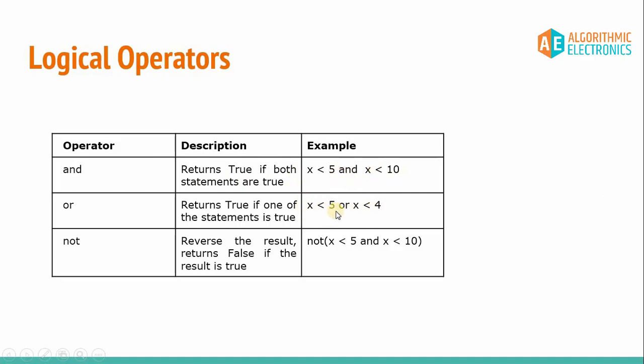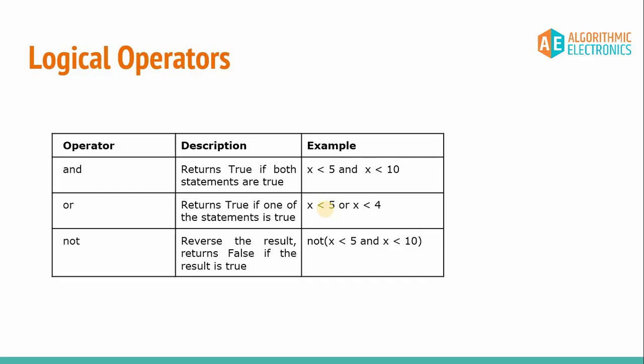With the or operator, either this statement should be true or that statement should be true. If one of the statements is true, the result is true. So this statement could be wrong and this one true, and in this case also the result of the operator will be true. That means only one statement needs to be true in order to get a true result from the or operator. And the not operator is going to reverse the result. For example, if the expression is true it will convert to false, and if the expression is false, then it will convert to true.